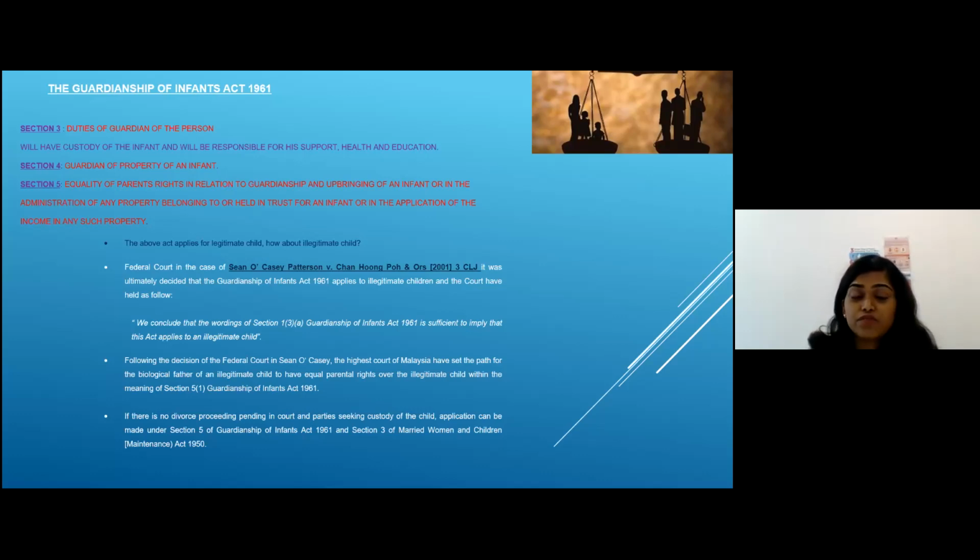We conclude that the wordings of Section 1, subsection 3, clause A of the Guardianship Act is sufficient to imply that this act applies to an illegitimate child. So by following the decision in this federal court case, the highest court of Malaysia has actually set the path for the biological father of an illegitimate child to have equal parental rights over an illegitimate child within the meaning of Section 5 of this act. And if there is no divorce proceeding pending in court and there is no issue of child custody, the application can be made under Section 5 of the same Act and Section 3 of the Married Women and Children Maintenance Act previously.